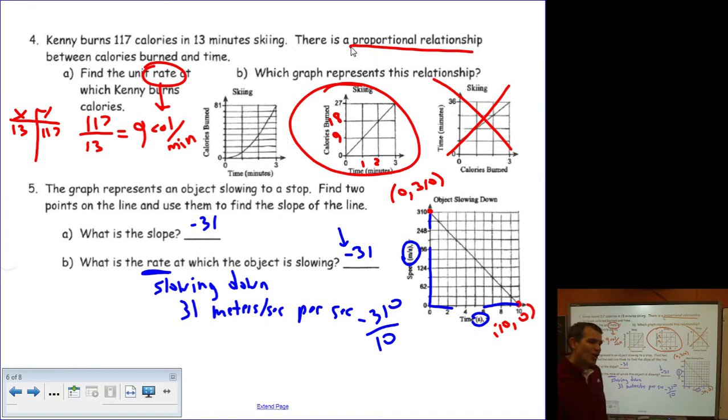Think about driving a car. You'd be slowing down in miles per hour, right? Every second, maybe you'd slow down 10 miles per hour.